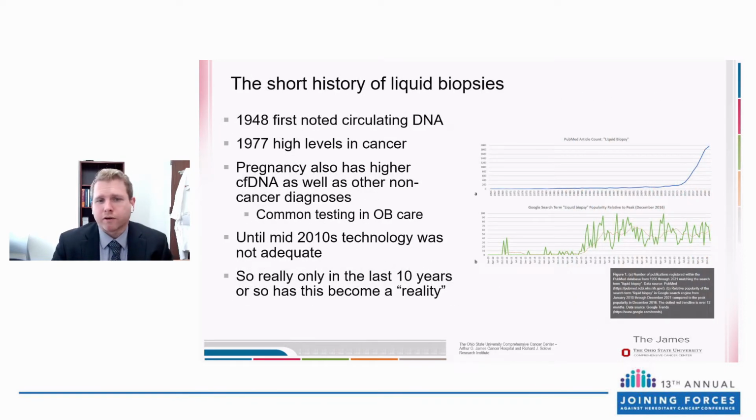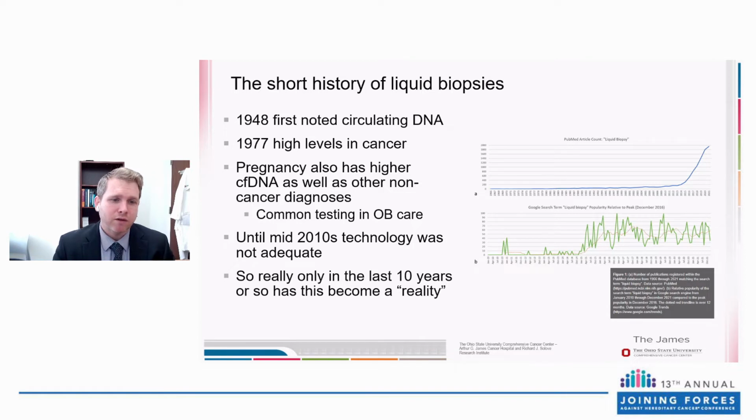There's a short history of liquid biopsies. This is a relatively new field within medicine, relatively new technology that we're able to utilize. But it dates back to 1948 when scientists first noted that there was DNA that was circulating through our body that wasn't within our cells. So circulating DNA was first noted. We might be aware that all our cells have DNA within them, and sometimes DNA can escape the cell and be circulating within our bloodstream.